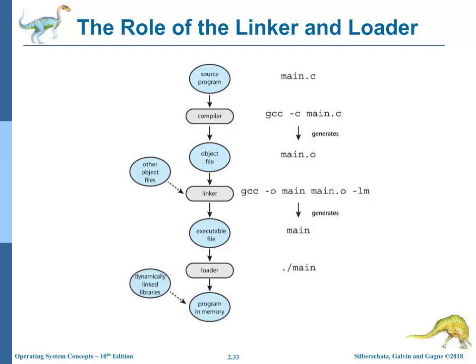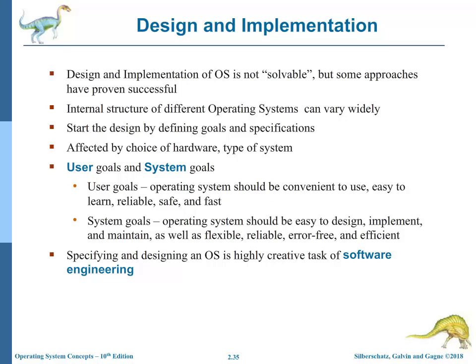We also see the dynamically linked library. So the math library is not linked into the executable file main. Rather, the linker inserts relocation information that allows it to be dynamically linked and loaded as the program is loaded. It is also possible for multiple processes to share dynamically linked libraries, resulting in significant savings in memory use. When we are considering designing the operating system, basically we have two goals, user goals and system goals.